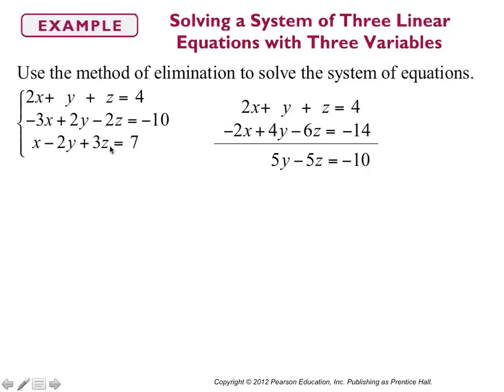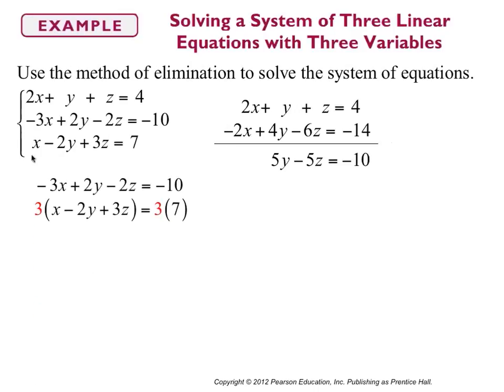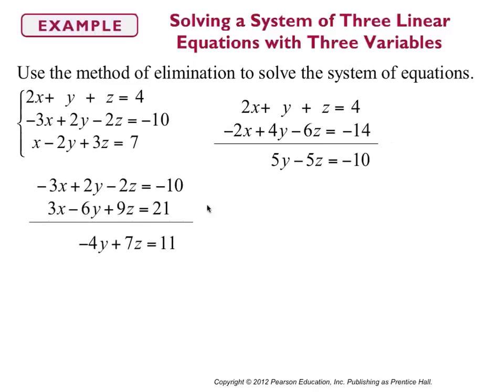Now we used equations 1 and 3, so that means we need to use equation 2. And we also need to eliminate x again, just like we just did. So if we look at equation 2 and equation 3, if we multiply our bottom equation by 3, then our x's will cancel. So if we multiply our bottom equation by 3, we get 3x minus 6y plus 9z equals 21. Please make sure that you multiply both the left-hand side and the right-hand side by the number. And then we add these 2 equations together. So we get -4y plus 7z equals 11.